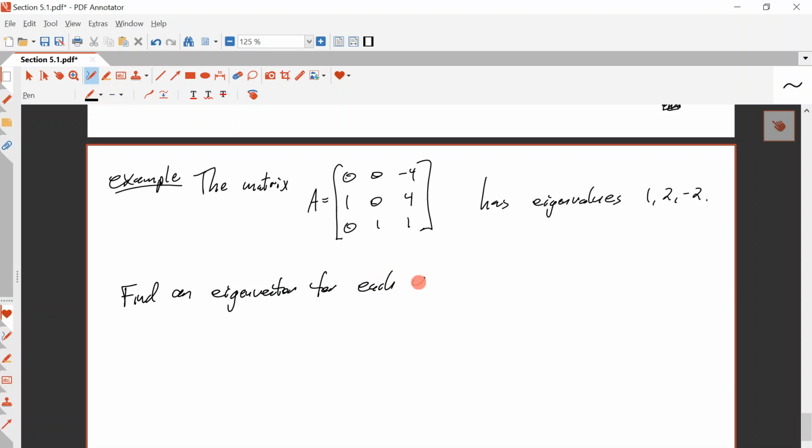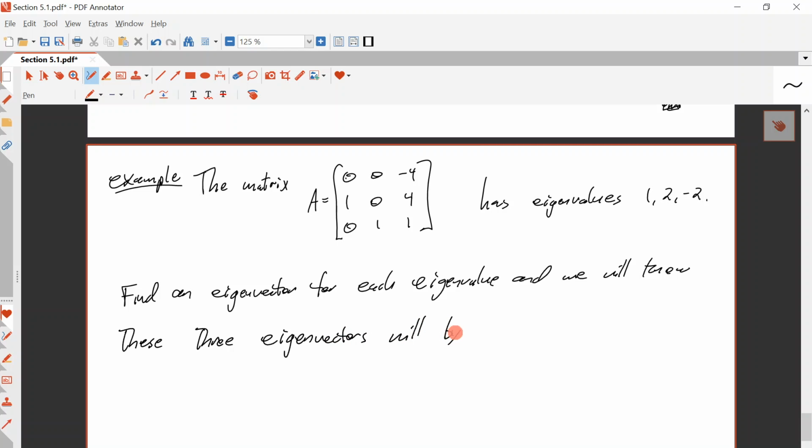For each eigenvalue, and we will know that these three eigenvectors will be linearly independent.